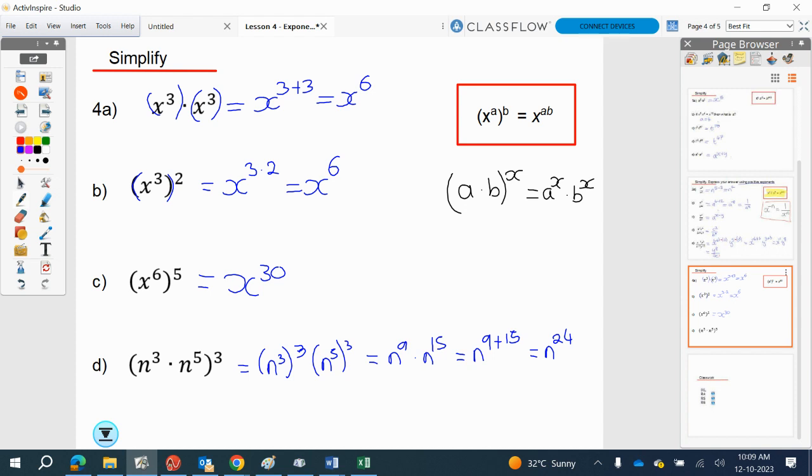But I can tackle the same question in a completely different way. We can do n to the 3 to the power of 3 plus 5. So we can use the product law for indices first by adding these two together. And what does that give us, Marie? N to the 8. And then we use the power law, which gives us n to the 8 times 3. And what would the answer be? N to the 24. Okay, that's it.